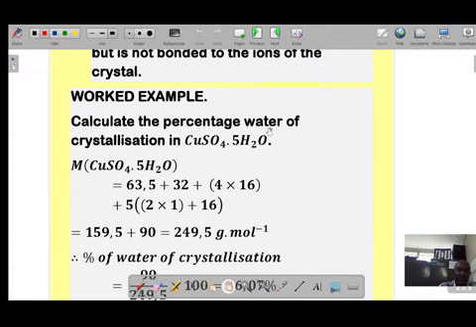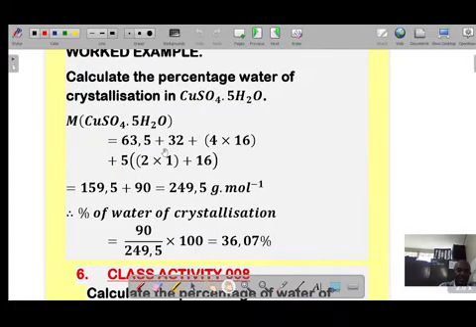Let's take an example. Calculate the percentage of water of crystallization in copper(II) sulfate pentahydrate. So what do we do here? Again, get your molar mass for copper(II) sulfate pentahydrate in total.